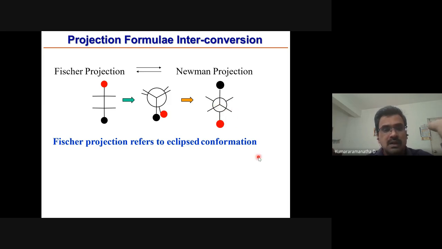All the time remember, in a Fischer projection you talk more about an eclipsed kind of conformation, and whenever you go from Newman to Fischer projection, make sure that you convert the staggered conformation into an eclipsed conformation, then label accordingly. So this is also an important and probably a little bit extended part as compared to your earlier schooling or +2 level study on conformations or stereochemistry.